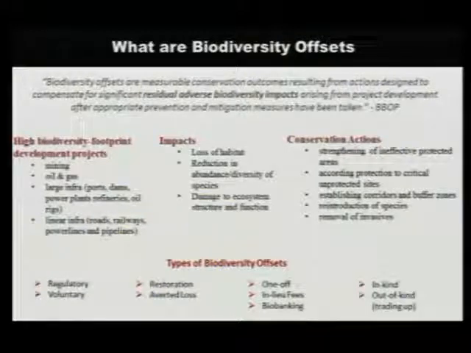So these development projects often have impacts ranging from loss of habitat to reduction in the population or diversity of species of flora and fauna. And the impact can go up to the extent of complete alteration of ecosystem function and structure. Now, what are some of the conservation actions that companies can adopt to mitigate or manage this impact that they are causing on biodiversity? They can take up actions elsewhere.